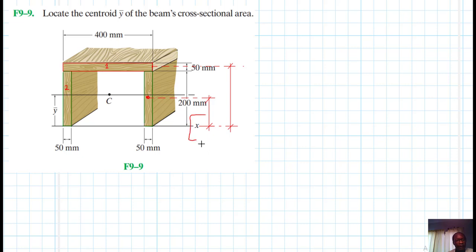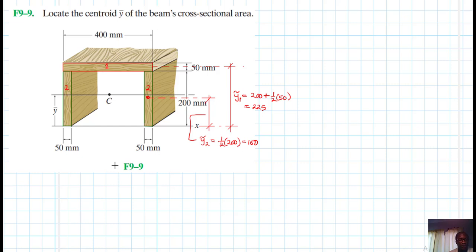So let's call this y. We said this is 2 also, so y centroid of 2 is equal to half of 200, which is just equal to 100, and y centroid of 1 is equal to 200 plus half of 50, and this is equal to 225. Okay, I think this is about it.